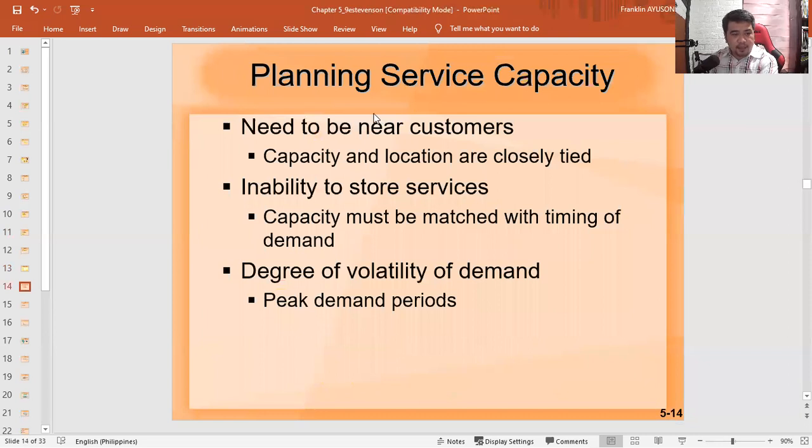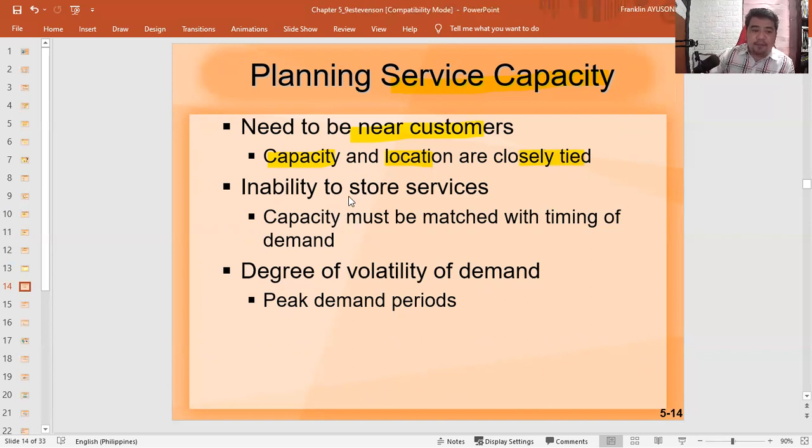Okay, moving forward, what about service capacity? These are restaurants, resorts, event places, function areas, etc. We need to consider placing our services near our customers. Meaning to say, capacity and location must be closely tied, because basically they have the same level of importance.